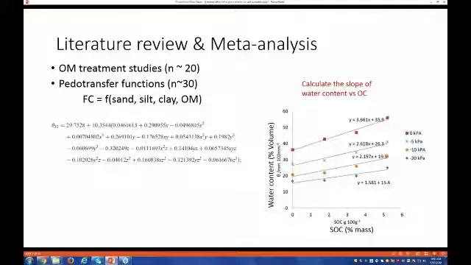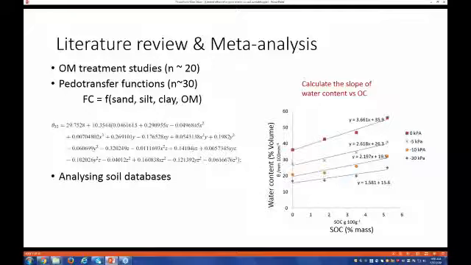Sometimes it could also be some kind of complex equation like this, which is quite a challenge to digest. But anyway, we look into all these studies on pedotransfer functions, and we calculated the rate of increase in volume of water with every 1% increase in soil organic carbon.